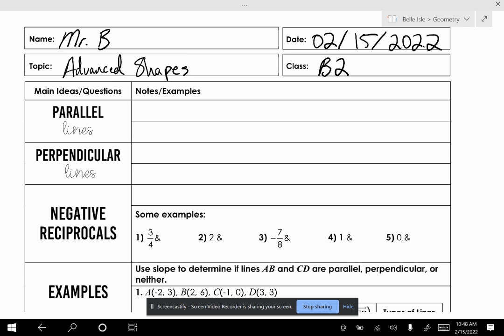So, last class, we reviewed slope. Okay. So today, this lesson is the reason we reviewed slope. We will be working on slope of parallel lines and slope of perpendicular lines.